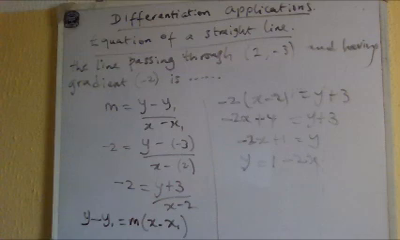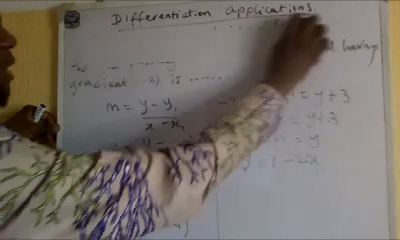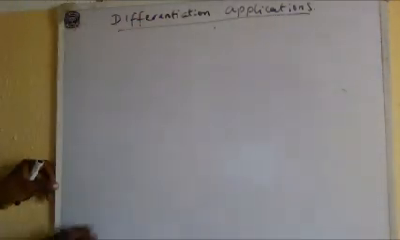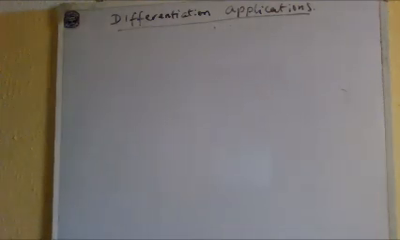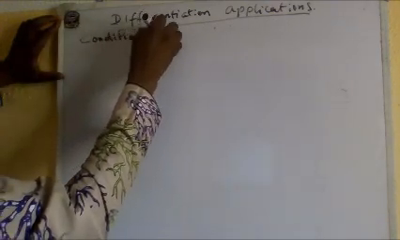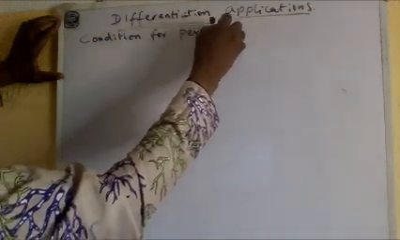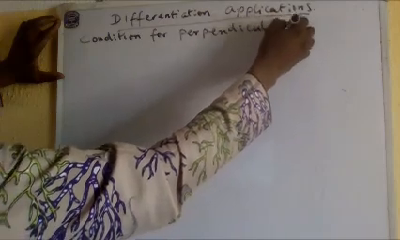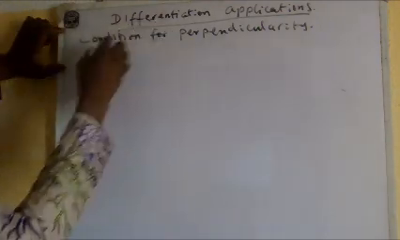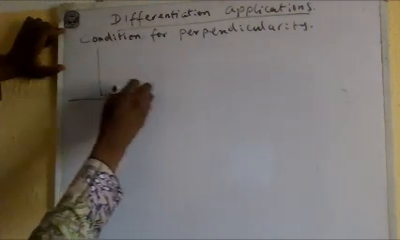All right. So we are also going to briefly look at how to test for perpendicularity. From the word perpendicular, it means that two lines are at right angle to each other. So the condition for perpendicularity. If two lines, this one line and this another line, meet at right angle.